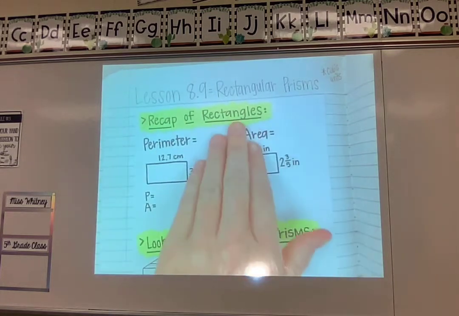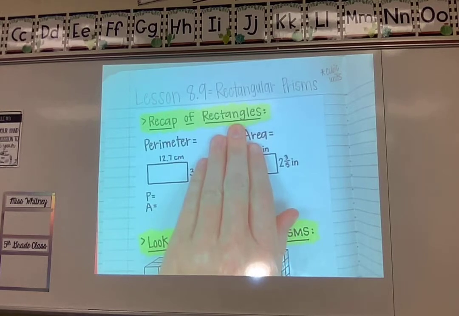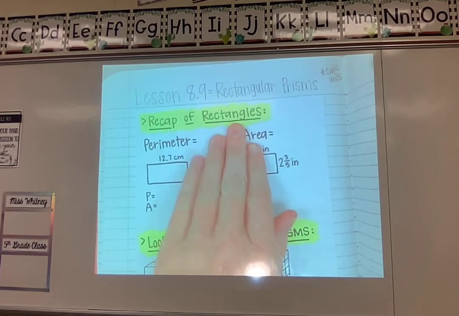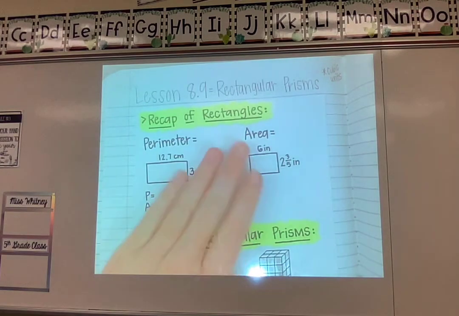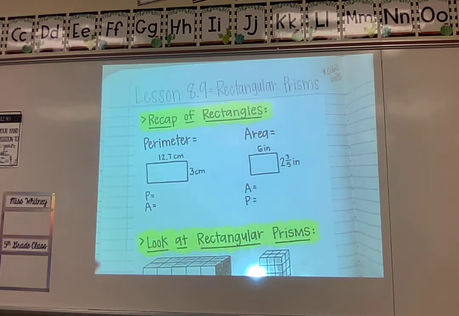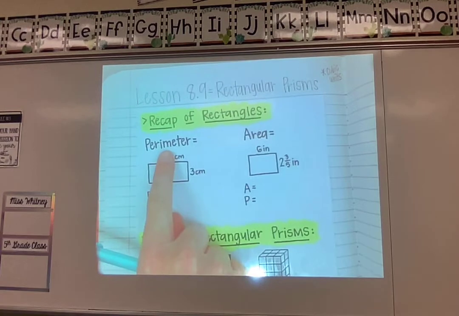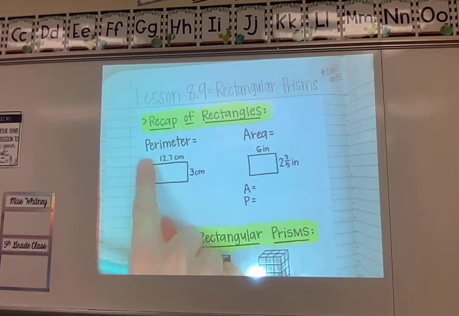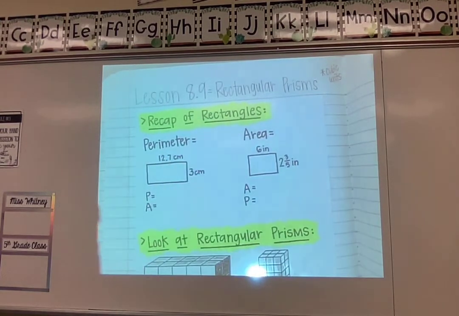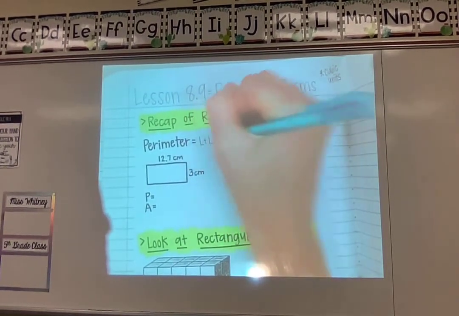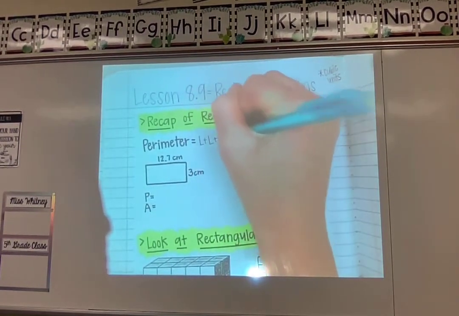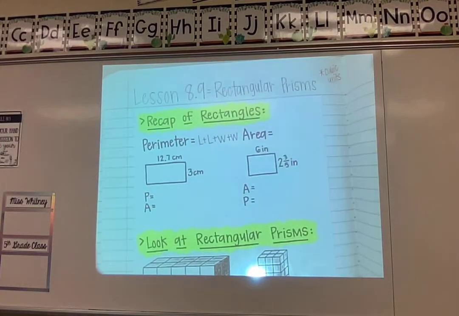So yesterday, we were talking about rectangles. You have been working with rectangles for a long, long time. They're just flat rectangle shapes on the paper. So let's recap our rectangles first. Yesterday, we talked about how to find perimeter. Remember, perimeter is around the outside of a rectangle. So to find that, I add up all the sides, the length plus the length plus the width plus the width. That should be a recap. That's what we talked about yesterday.